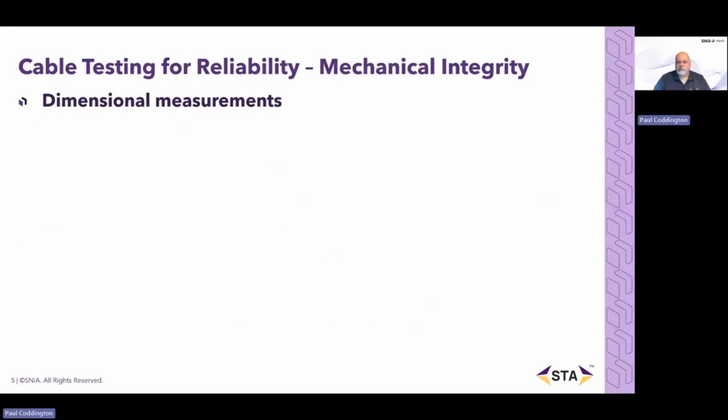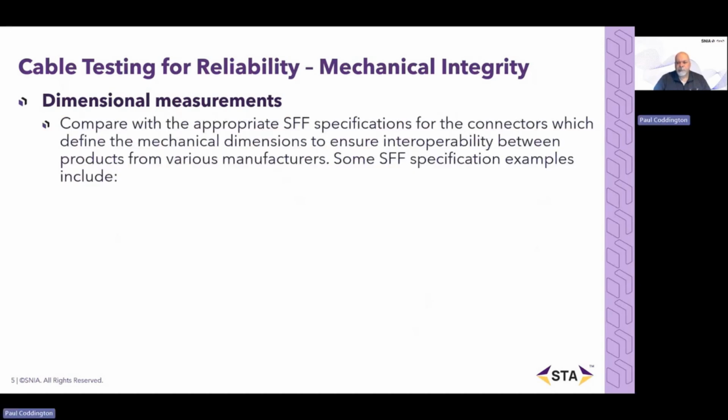Now we'll move on to some mechanical integrity tests. First, you'll want to check with the dimensional measurements. This involves verifying dimensional measurements in comparison to documented specifications that define the connectors that make up your cables.